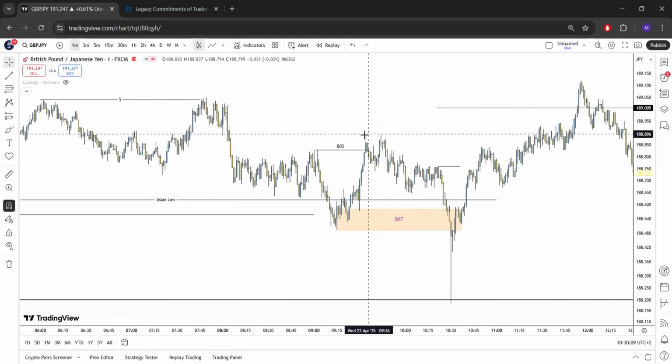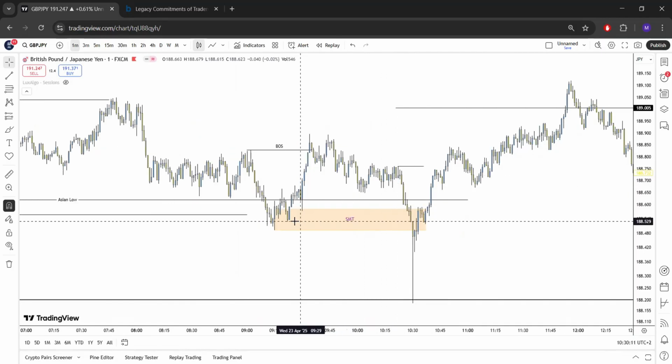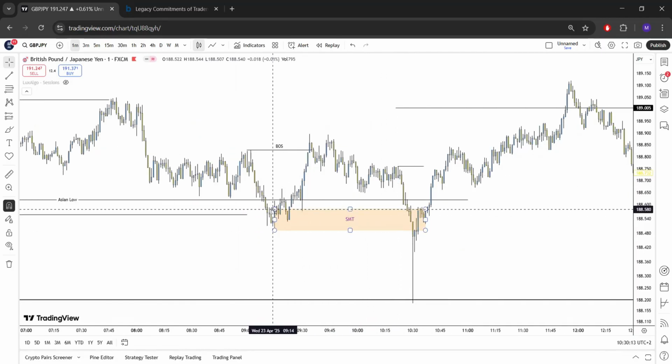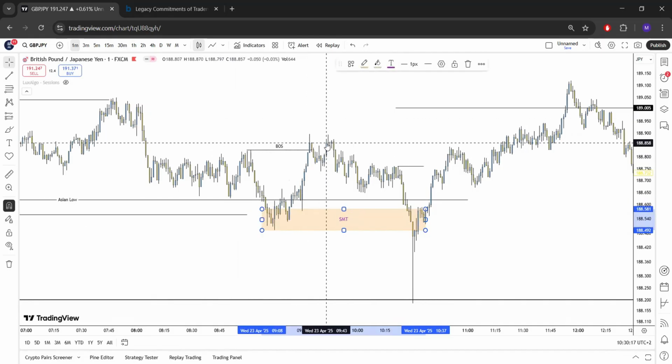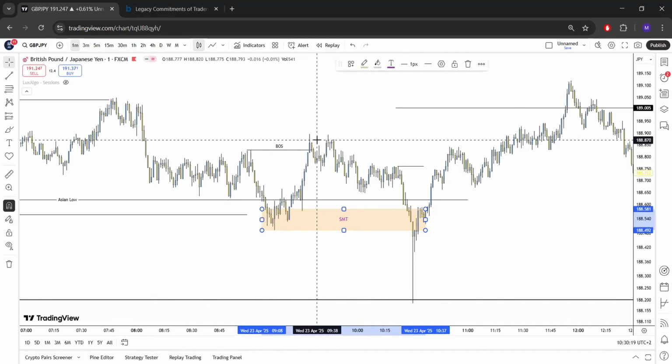When we create this break of structure, what I usually do is I'll mark the last known low before the impulsive push to the upside, or the last known high before the impulsive push, the bearish candle or bullish candle before the push to the downside.